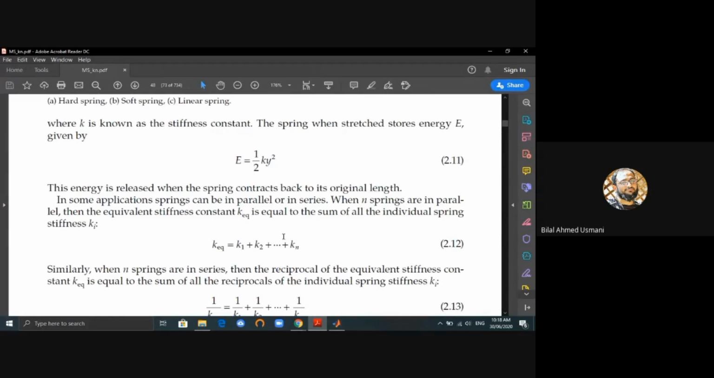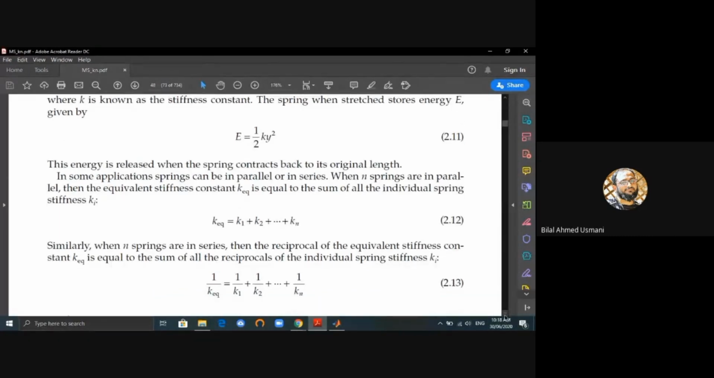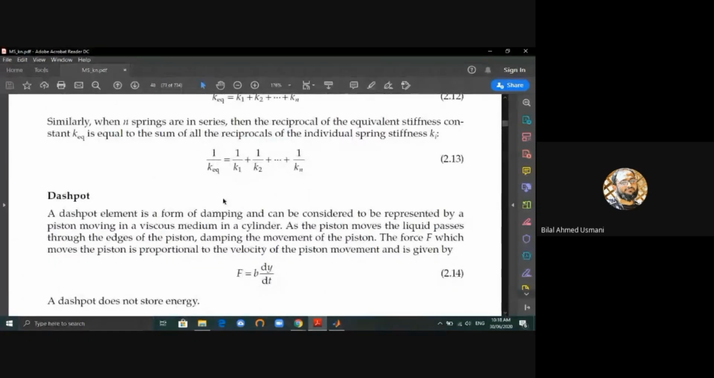If springs are applied in parallel, the spring constant or stiffness constant would be a mere sum of all the individual spring stiffnesses. If the springs are applied in series, it's the same concept as capacitors in series and capacitors in parallel, and resistors in series and resistors in parallel. So it's the same concept.